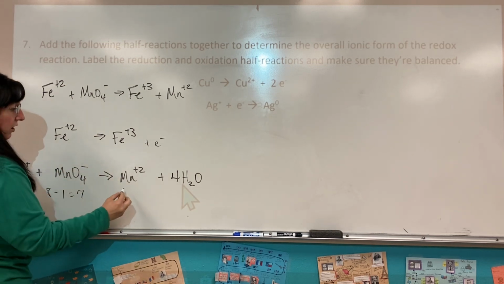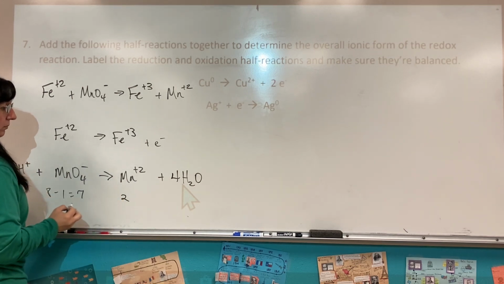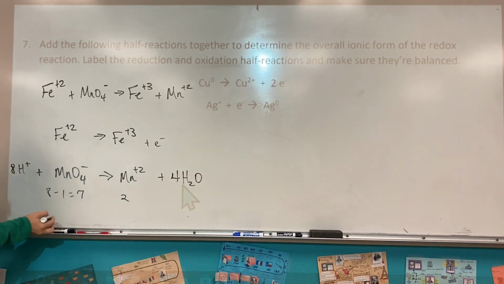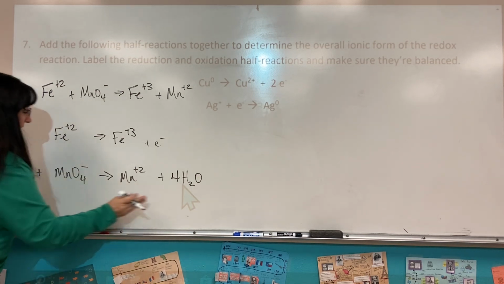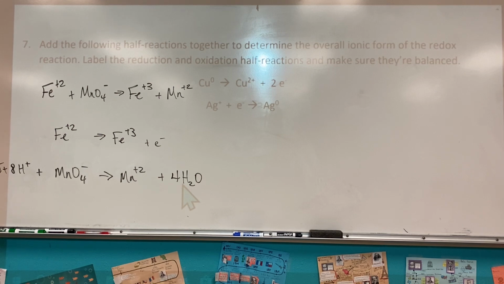Okay, if I look here, this has a charge of 2 because that is 0. And so I need to drop this side down by how much? 5 electrons. So plus 5 electrons. Okay, so now I want to add these together. But what do I need to do in order to add these together? Multiply the top by 5.